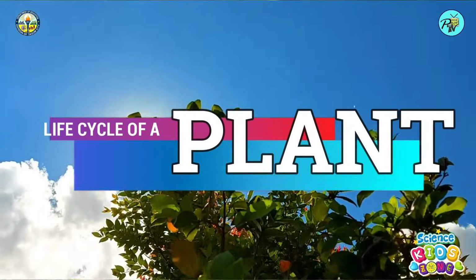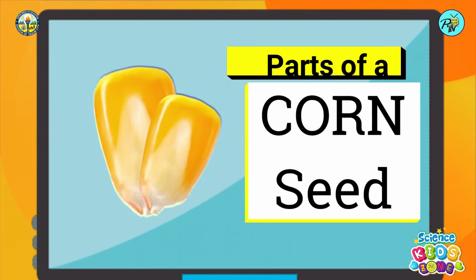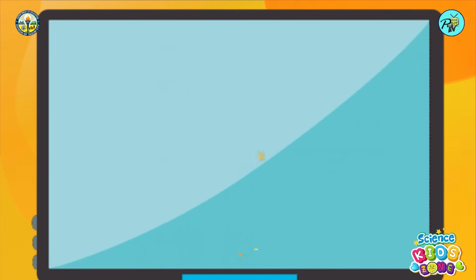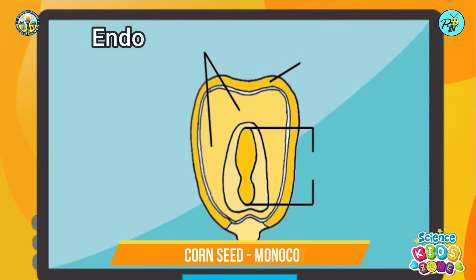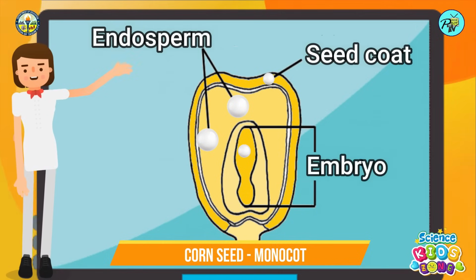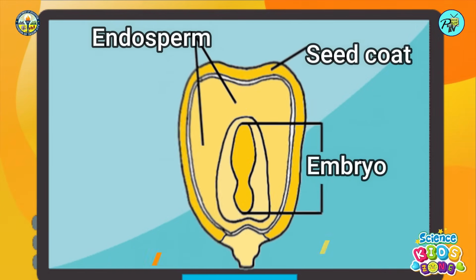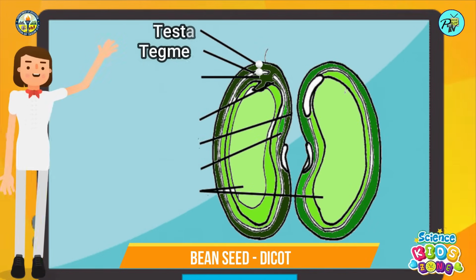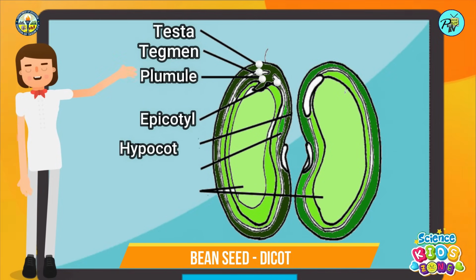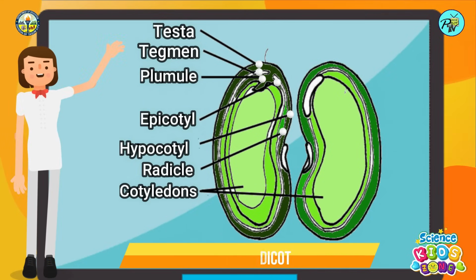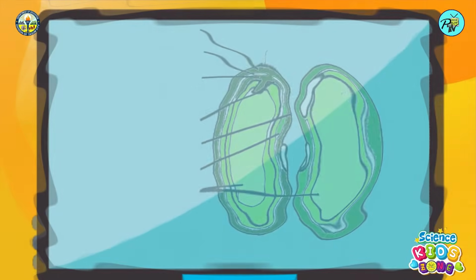Now let's talk about the life cycle of a plant. Let's identify the parts of a corn seed, which is a monocot seed. Inside a corn seed is the endosperm. We can also see the seed coat and the embryo. Next is the bean seed, a dicot: testa and tegmen, plumule, epicotyl, hypocotyl, radicle, and cotyledons.